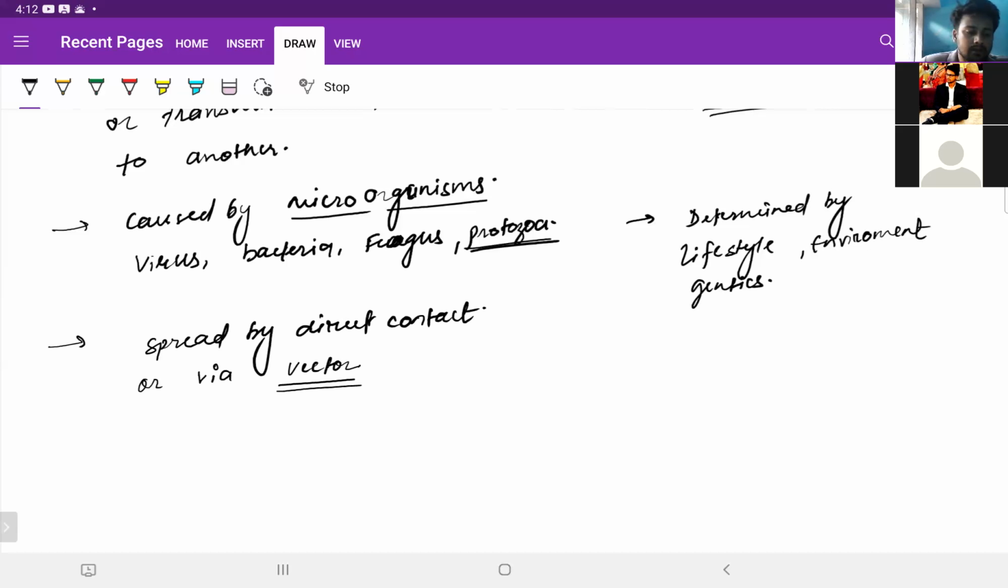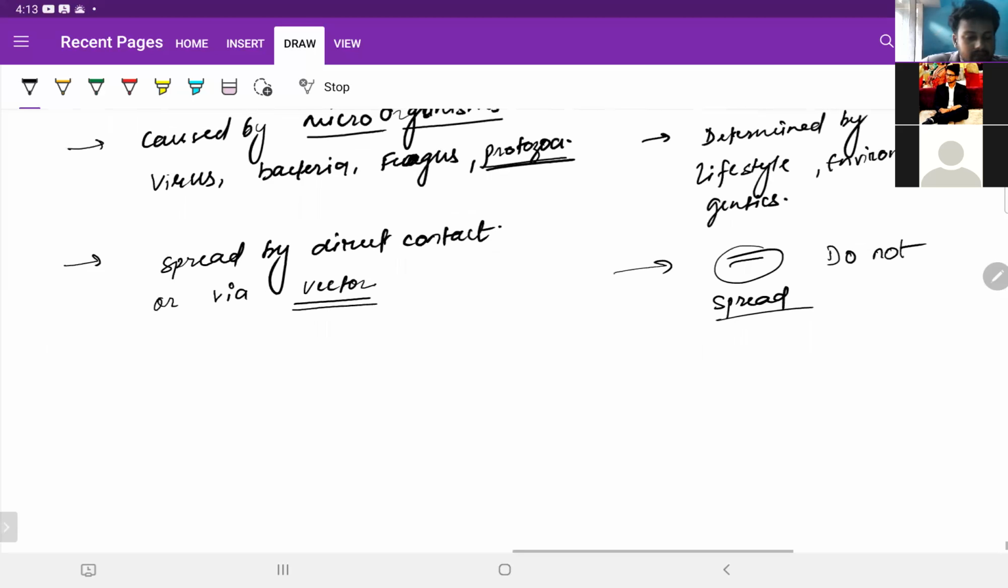So this is about infectious diseases, and there is no such role of a vector in non-infectious diseases, right? These diseases do not spread. Done. If I give you an example of an infectious disease, I can write common cold, right? And a very severe form of this common cold is of course COVID.